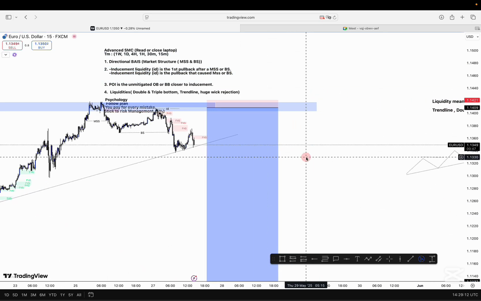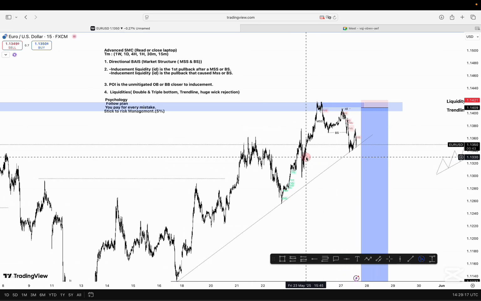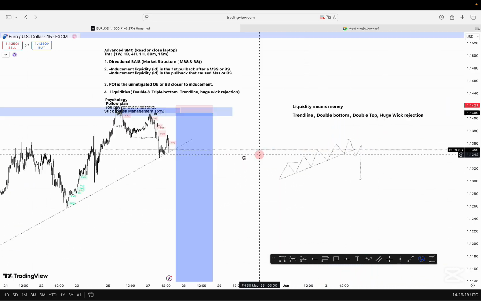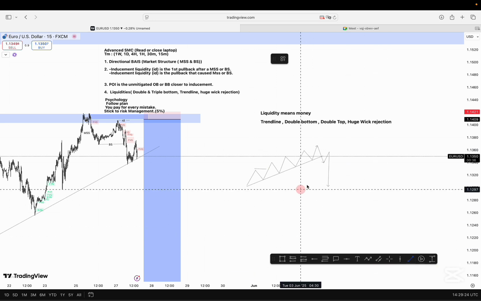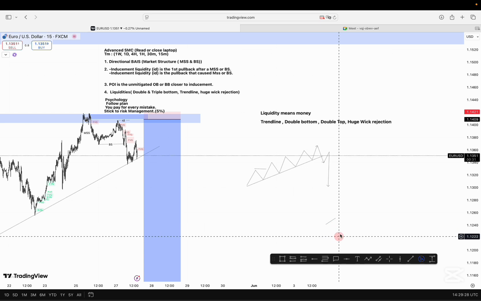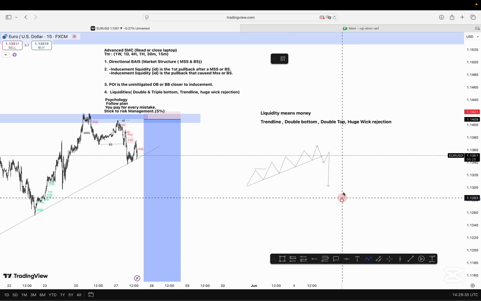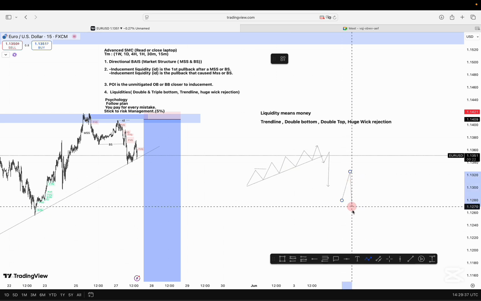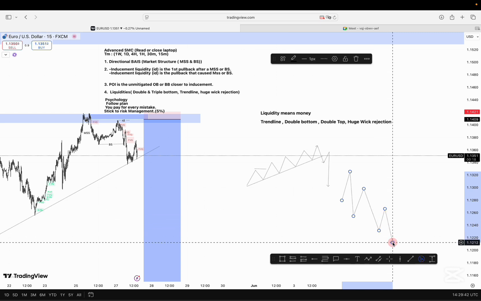Let's continue. So this is a trend line liquidity. It could be a downtrend or an uptrend. If it's a downtrend, you will see a lower high, a lower low, a lower high, a lower low, a lower high, a lower low.